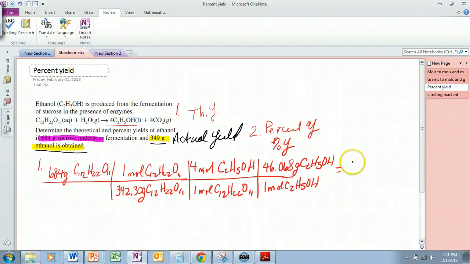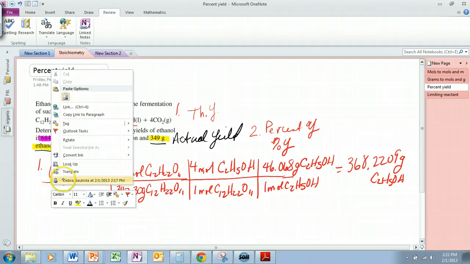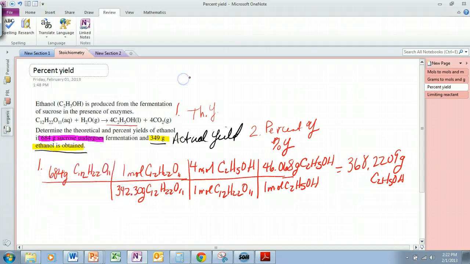So let's go ahead and write that down. We get 368.2209 grams of C2H5OH. How many significant digits do I have here? Well, I have 3, so I'll have 3 in my answer. So that's going to be 368 grams of ethanol, C2H5OH. There's the first answer, but that's not the only answer I need.